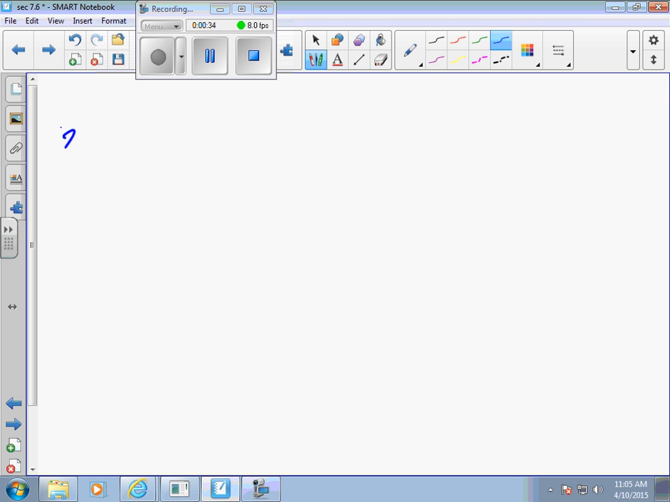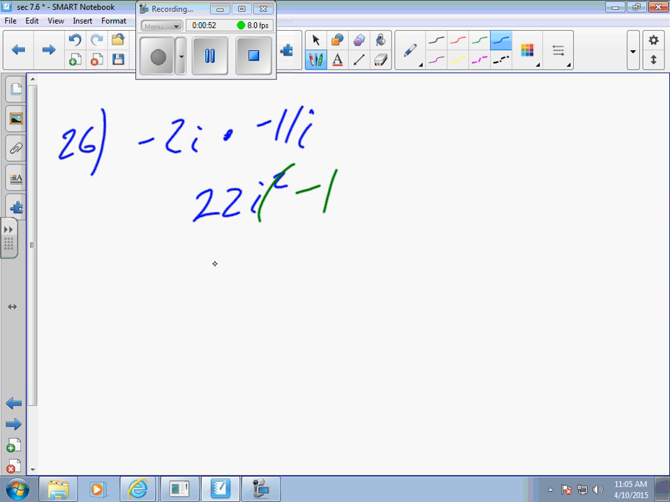Number 26. I have negative 2i times negative 11i. Same deal as last time. Negative times negative is positive. 2 times 11 is 22. i times i is i squared. We know that i squared is equal to negative 1, so when I multiply, I get negative 22.